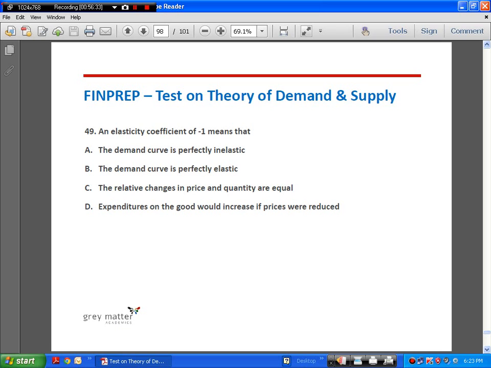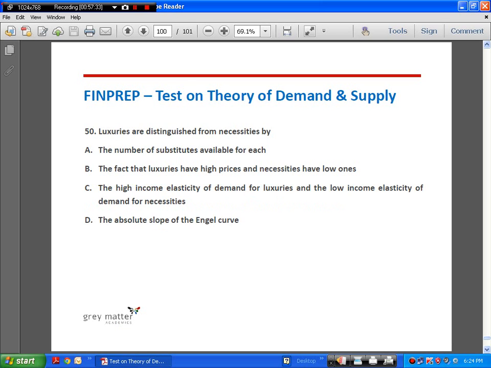Option B, the demand curve is perfectly elastic, which means with not much change in prices or with the same prices, the quantity demanded goes on increasing or decreasing. Or in other words, the elasticity coefficient is infinity. Now option D, the expenditure on goods would increase if prices were reduced. That again is not a feature related to elasticity. The right answer is option C. An elasticity coefficient of -1 represents unit elasticity. That is, a proportionate change in price brings out an equal proportionate change in quantity demanded. Therefore, option C, the relative changes in price and quantity are equal, is the right answer.